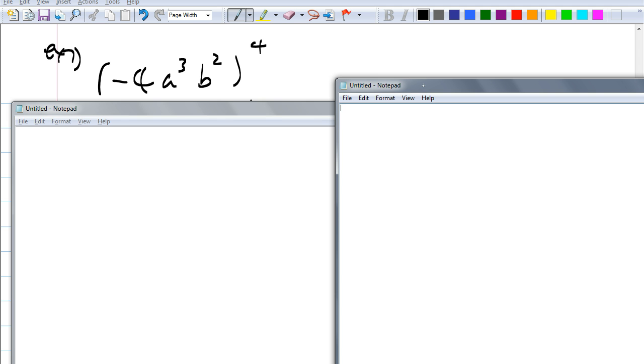Go ahead, try to simplify this expression: negative 4, a to the third, b to the second, the whole thing to the fourth power. Go ahead, everybody try. All right, who can tell me what to do? What's my first step here? Eddie, tell me. The exponent 4 goes on the negative 4, a cubed in parentheses to the 4th, and b squared in parentheses to the 4th. Exactly right.